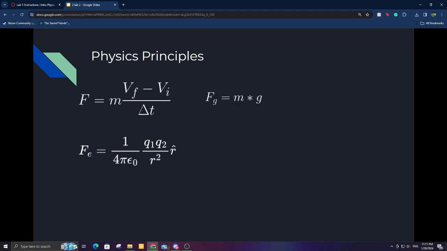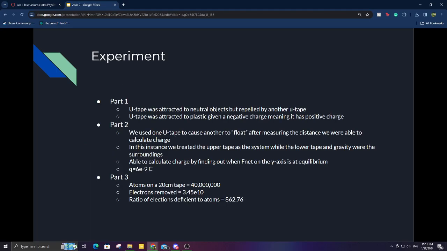Essentially, in the experiment, it was found that the net force on the y-axis of the floating tape was zero, with the electric force being equal and opposite to that of the gravitational force. Because the charge was the only missing variable, we were able to set the equations equal to each other and solve for our charge.